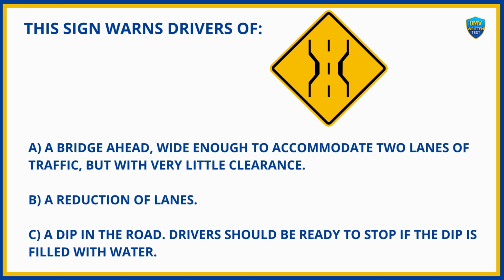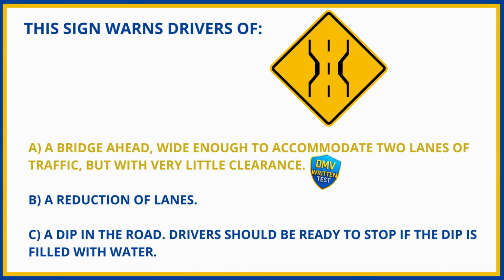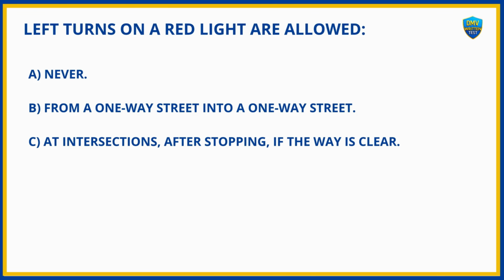And the answer is A. A bridge ahead, wide enough to accommodate 2 lanes of traffic, but with very little clearance. Left turns on a red light are allowed. A. Never. B. From a one-way street into a one-way street. C. At intersections, after stopping, if the way is clear.